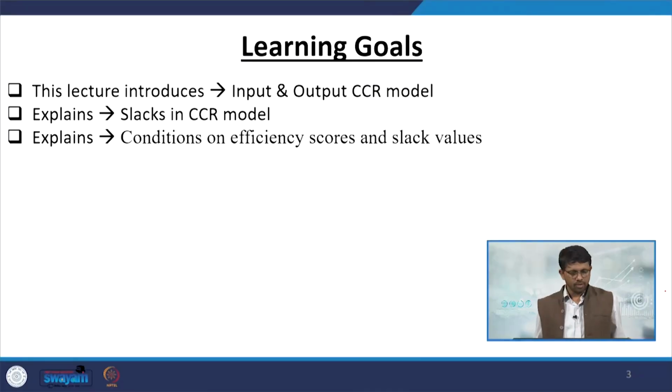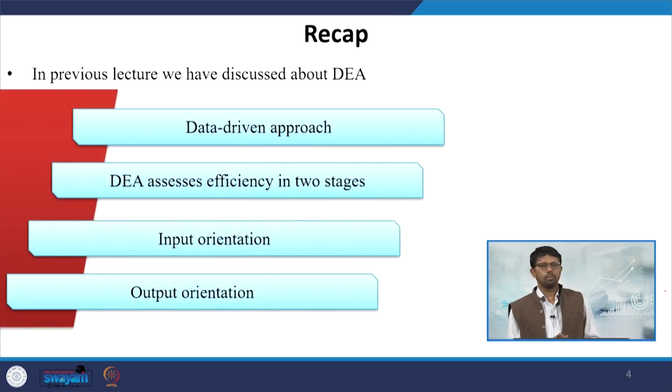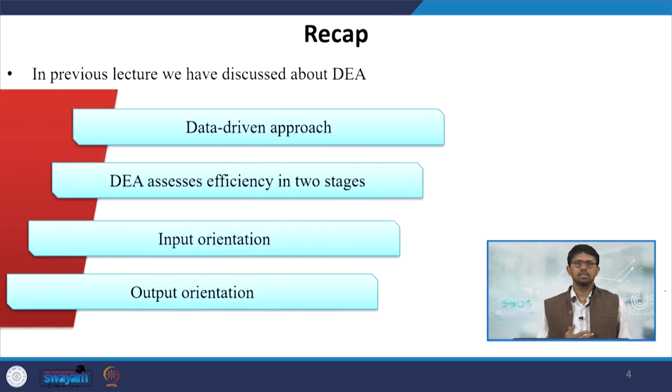Hence, here we will be discussing the input and output CCR model, which we already discussed, and we will be explaining the slacks in CCR as well, and their conditions on efficiency scores and slack values. So, let us go back to our previous lecture in a minute, where we discussed the basic DEA, especially emphasizing the data driven approach.